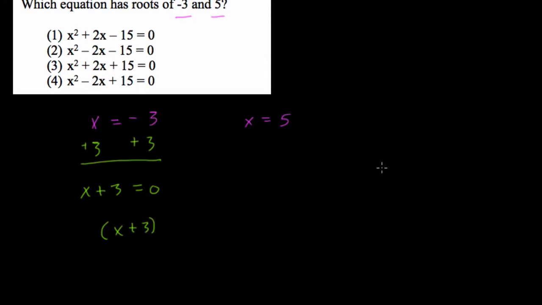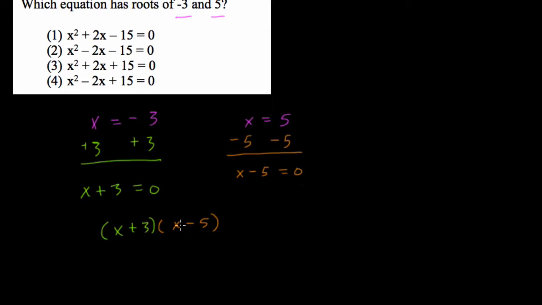For the other term, we can just do the opposite. Here we added 3 to both sides because we had -3. Well, now we have positive 5. So subtract 5 from both sides, and we get x minus 5 equals 0. And this makes sense. If x is 5, in this equation, 5 minus 5 is 0. So our other expression is x minus 5.